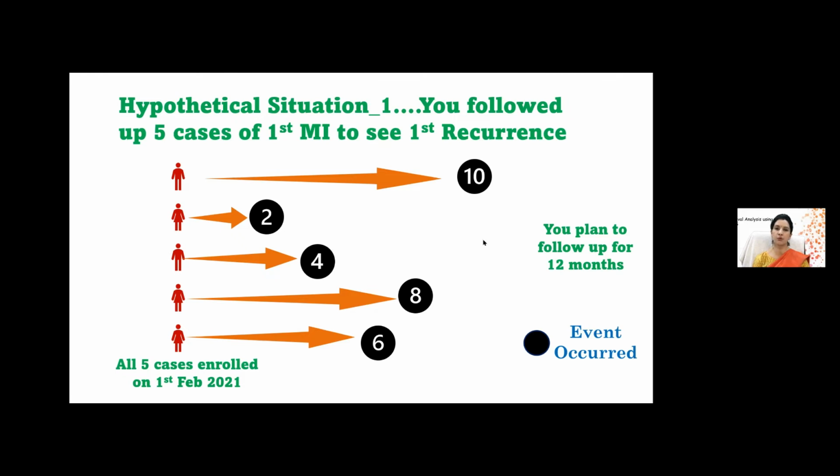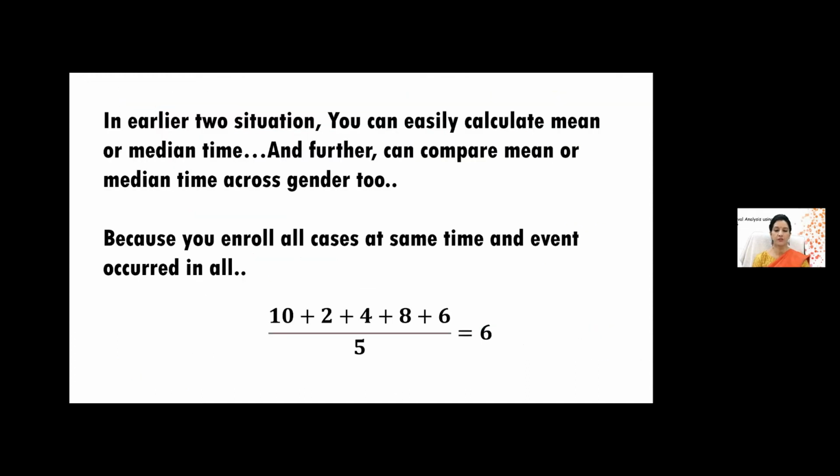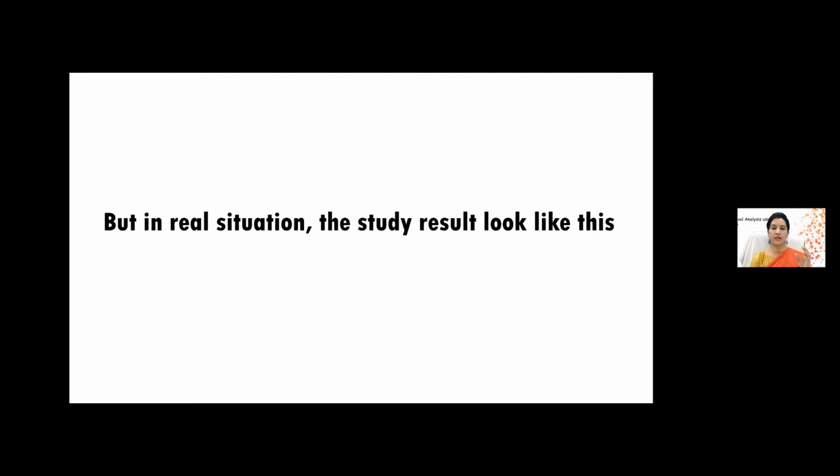I just want to ask the mean time of this happening. So it will be 10 plus 2 plus 4 plus 8 plus 6, so it will be 6 months. Yes, all of you are right. So this is again the 6 months, but this is the mean time of happening of the event. But in a real situation, how does the study look?